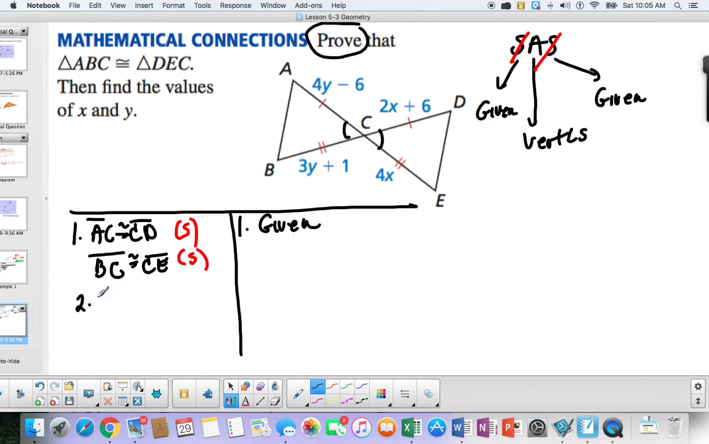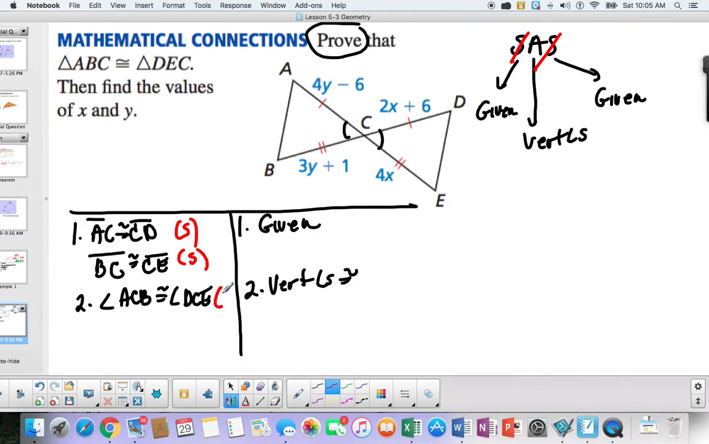And step 2, my hint is the vertical angles. And again, you can't call this angle C. You got to call it ACB. You got to use 3 letters, DCE. And that's because vertical angles are congruent.